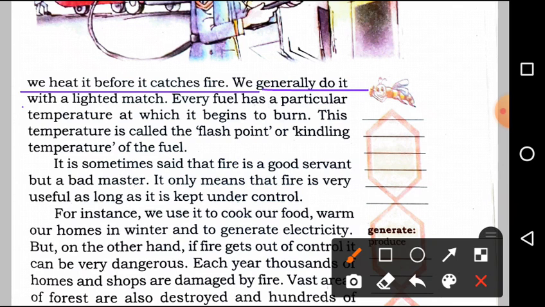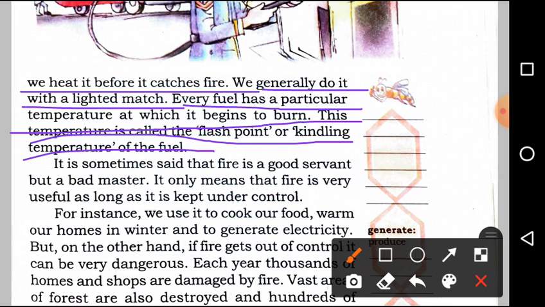We generally do it with a lighted match. How do we put on a fire on a log or a paper? We first light up the matchsticks, or through a lighter we just heat the paper or the log up, and then after a certain time the paper or the log starts getting fire. Every fuel has a particular temperature at which it begins to burn. This temperature is called the flash point or kindling temperature of fuel.